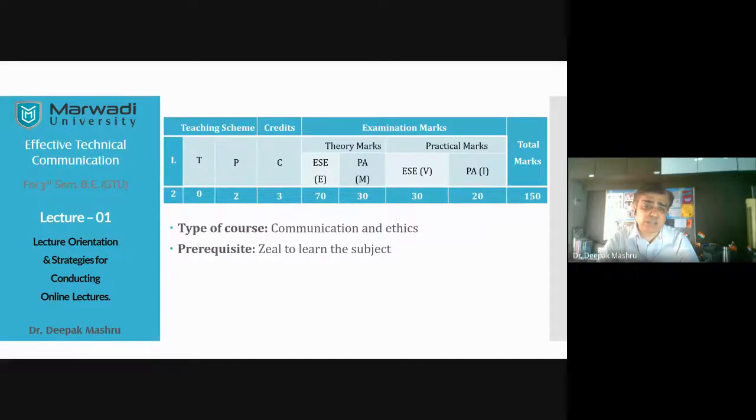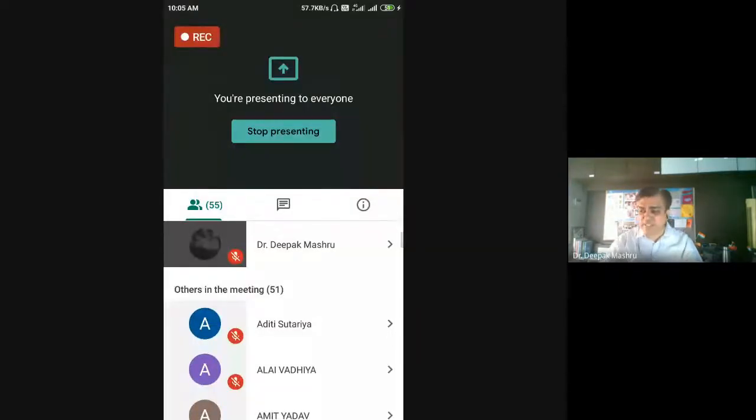Prerequisite: if you look at the prerequisite, zeal to learn the subject, that means there is no prerequisite required, right? If you are willing to learn how to communicate, you can communicate well, and there is no question about it. Now, looking at the third slide, the course outcomes, right?